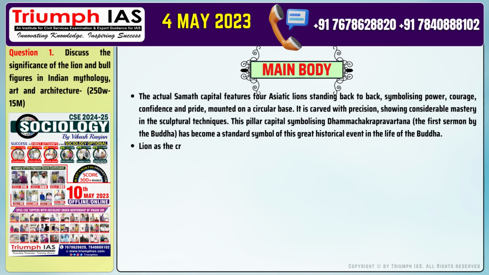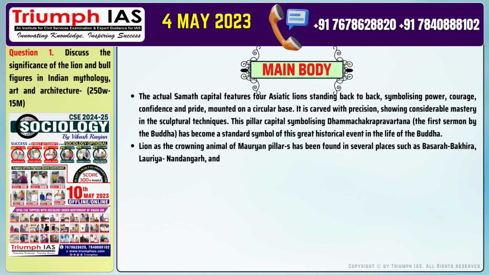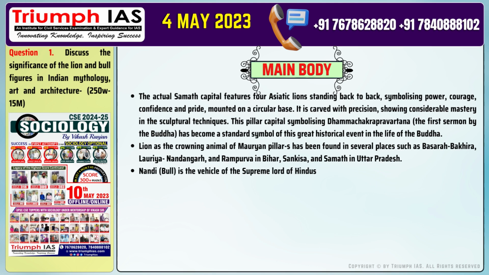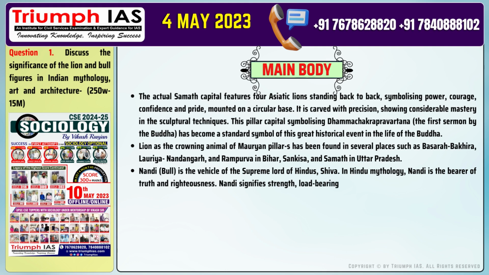Lion as the crowning animal of Mauryan pillars has been found in several places such as Basarh-Bakhira, Lauriya Nandangarh, and Rampurva in Bihar, Sankisa, and Sarnath in Uttar Pradesh. Nandi, the bull, is the vehicle of the Supreme Lord of Hindus, Shiva. In Hindu mythology, Nandi is the bearer of truth and righteousness. Nandi signifies strength, load-bearing capacity, and virility.